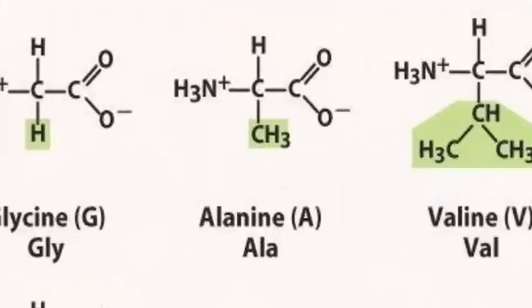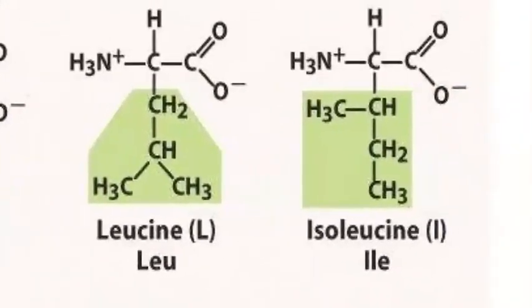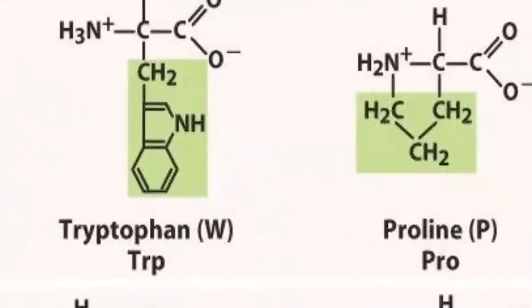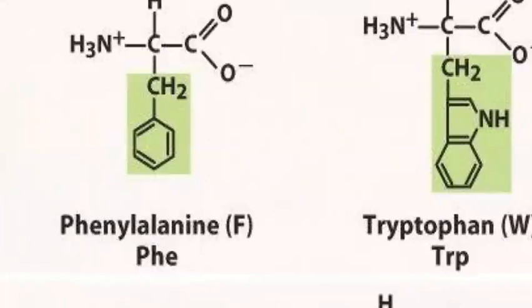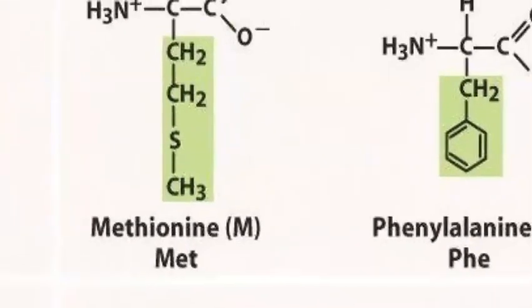Look, hydrogen for glycine, carbon and hydrogen for alanine, carbon and hydrogen for valine, carbon and hydrogen for leucine, and hydrogen for isoleucine. Look at proline, look at tryptophan, look at phenylalanine. The majority of them have, as you can see, hydrocarbons. There's only one functional group here that we haven't explored, and that's because it's not relevant in organic chemistry, but it is relevant in biochemistry. And that is this one.